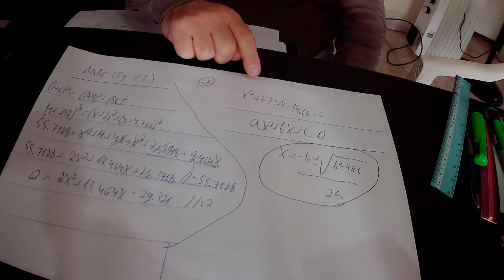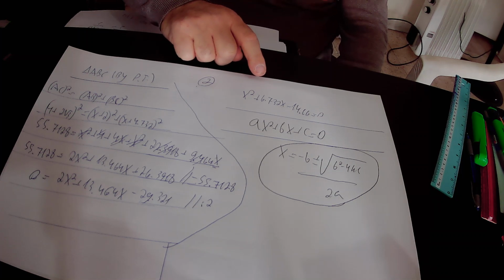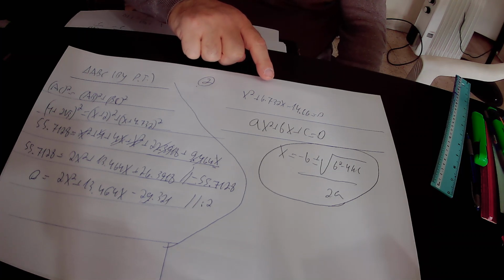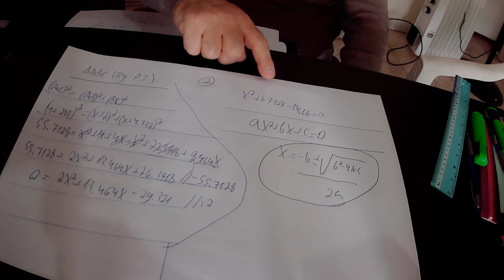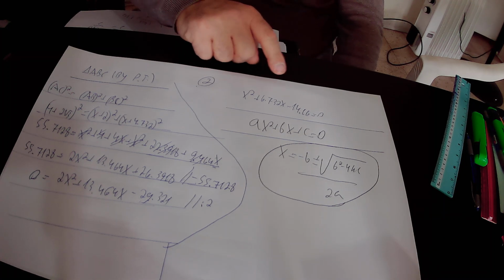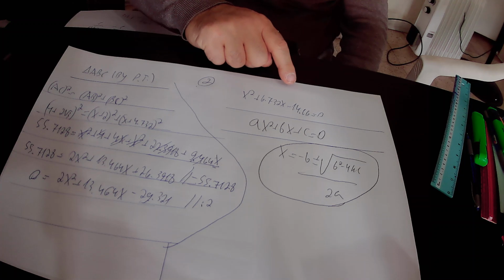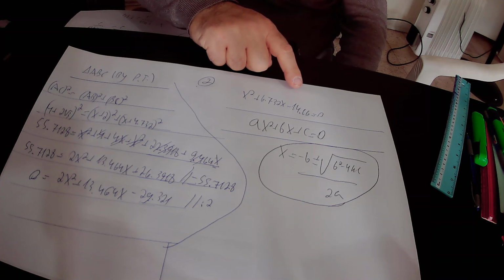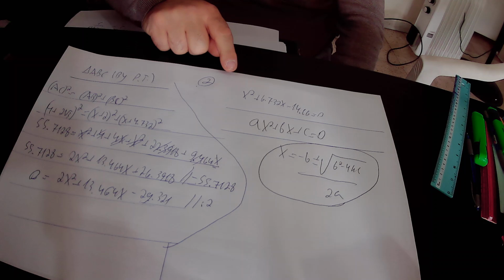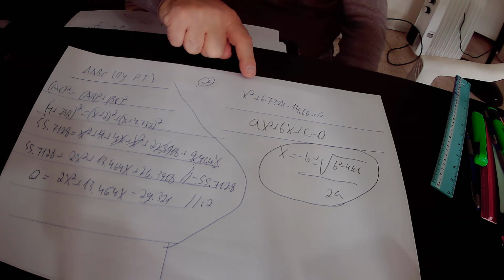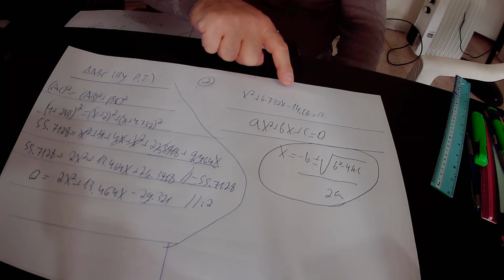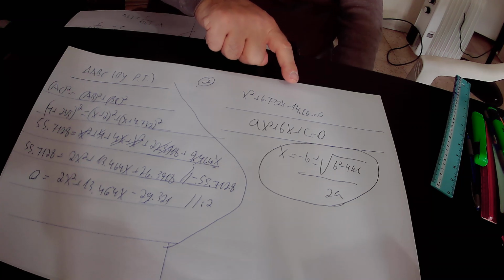Here we divided this quadratic equation by 2, and finally found that 2x squared over 2 is x squared, and 13.464x over 2 is 6.732x, and finally minus 29.321 over 2 is minus 14.66. In conclusion, x squared plus 6.732x minus 14.66 equals 0.